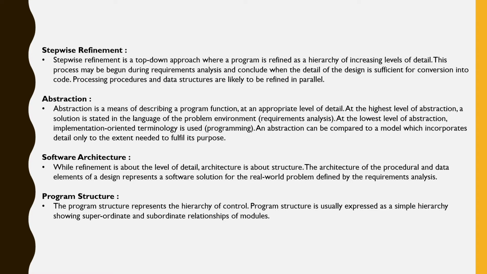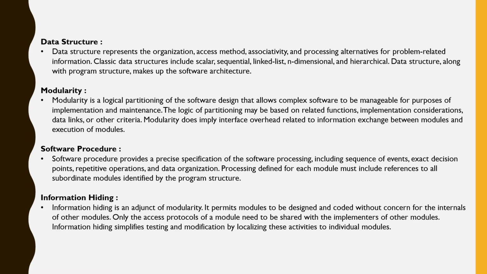Number 4 is program structure that represents the hierarchy of control. Number 5 is data structure that represents the organization, access method, accessibility, and processing alternative for program-related information. Number 6 is modularity. That means logical partitioning of a software design that allows complex software to be manageable for the purpose of implementation and maintenance.